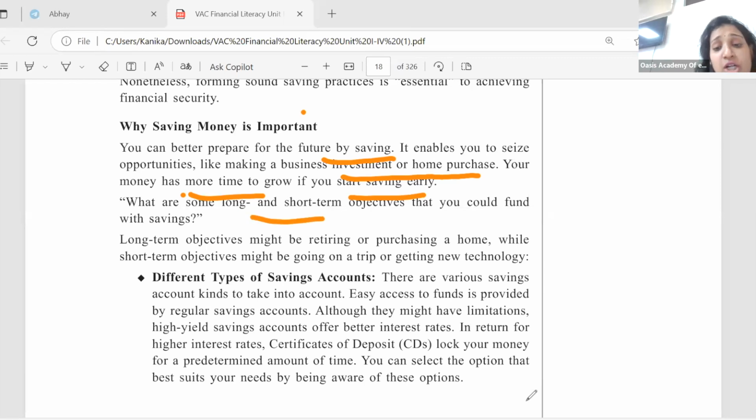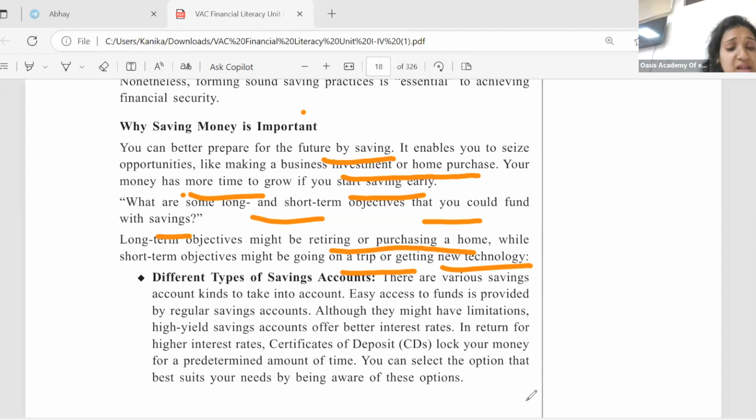There are long-term and short-term objectives you can pursue with savings. A long-term objective might be retiring or purchasing a home, meaning the next 10, 20 years. You will save now for your future retirement, or if you are planning to buy a house. Then what is short term? A short-term objective means you want to go on a trip, get new technology, or buy something for your social life.